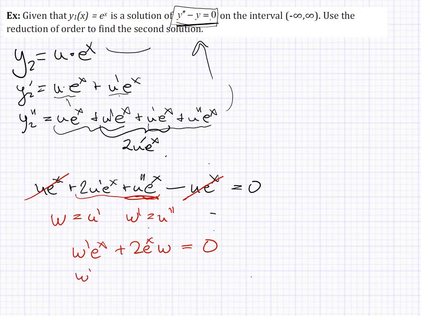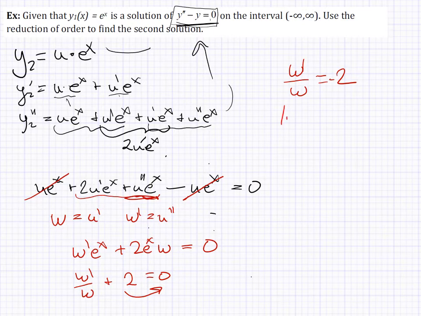I'm going to get w prime over w, and I'm going to divide by e to the x. So I'm going to get 2 equals 0. Bring this over to the other side. So then I have w prime over w equals negative 2. I'm going to integrate both sides since now it's separated. Integrate this side, I'm going to get the log of w. Integrate the other side with respect to x. Remember, everything's a function of x. And get minus 2x.